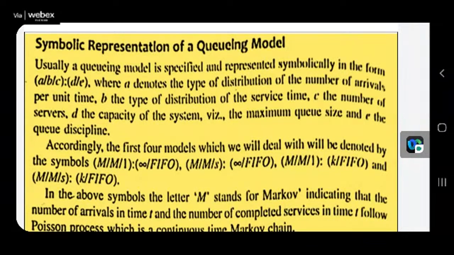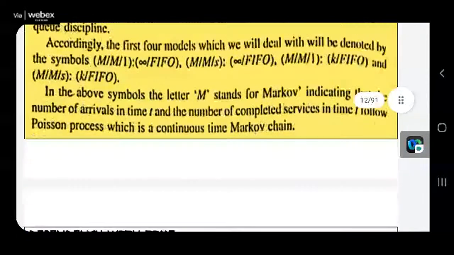And FIFO is what I told you: first in, first out. That means if you go first, you will be served first. So in any of the queuing models which we study in the coming days, we will always take FIFO, first in, first out.